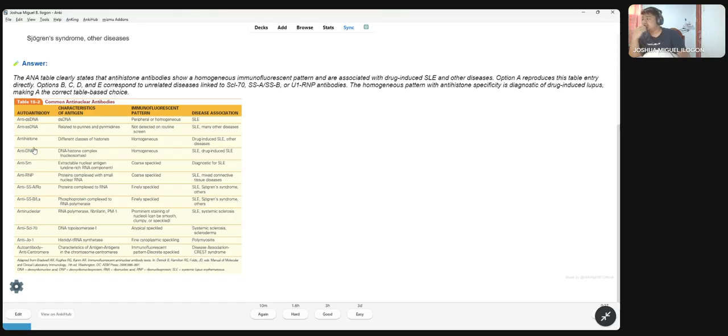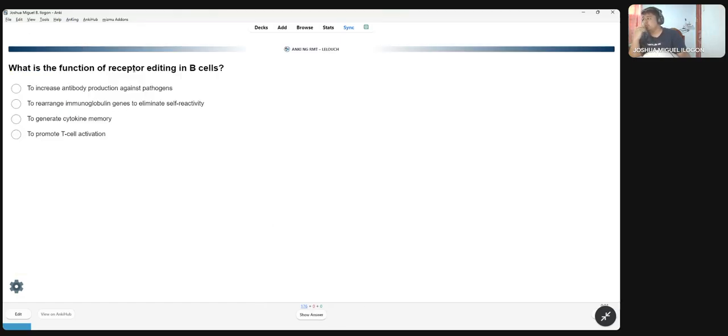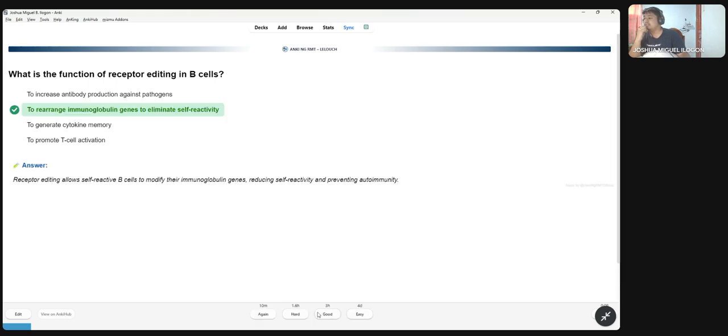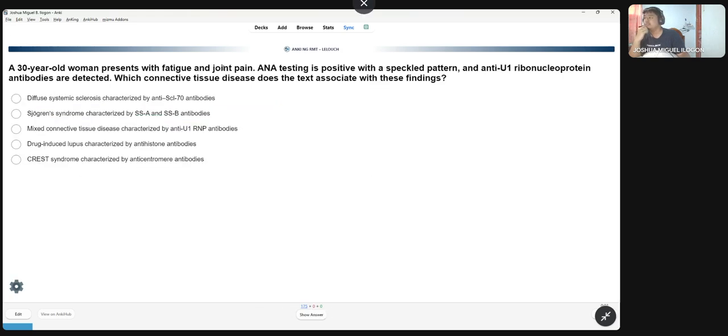So here it is. Antihistone, drug-induced SLE, and other diseases. Receptor editing in B cells is how you safeguard your body from B cell reactivity, since it rearranges immunoglobulin genes. We have a 30-year-old woman with fatigue and joint pain. ANA testing is positive with a speckled pattern and anti-U1 ribonucleoprotein antibodies.